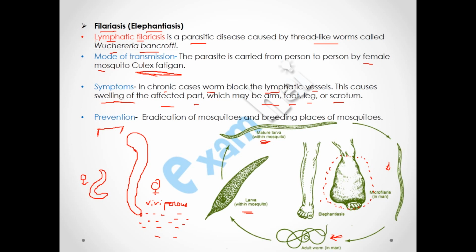Okay, so now we will discuss the prevention. So what is the prevention? Prevention is eradication of mosquitoes and the breeding places of the mosquito. So this is about filariasis.